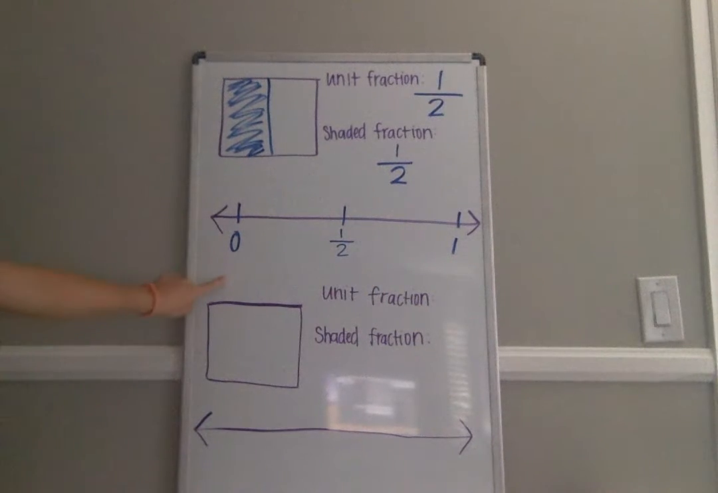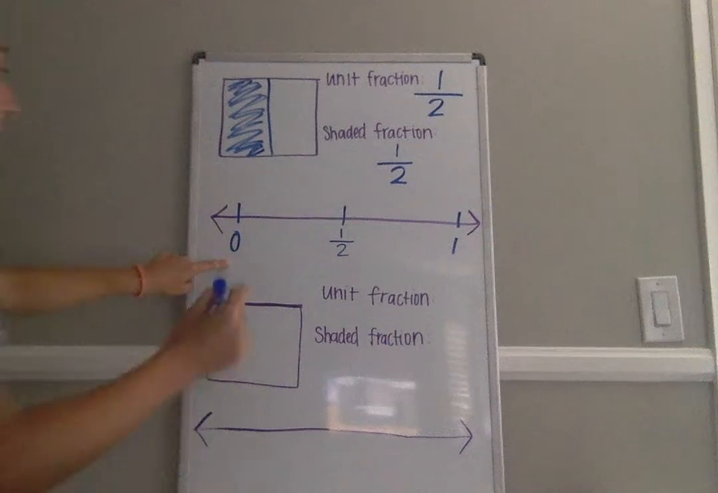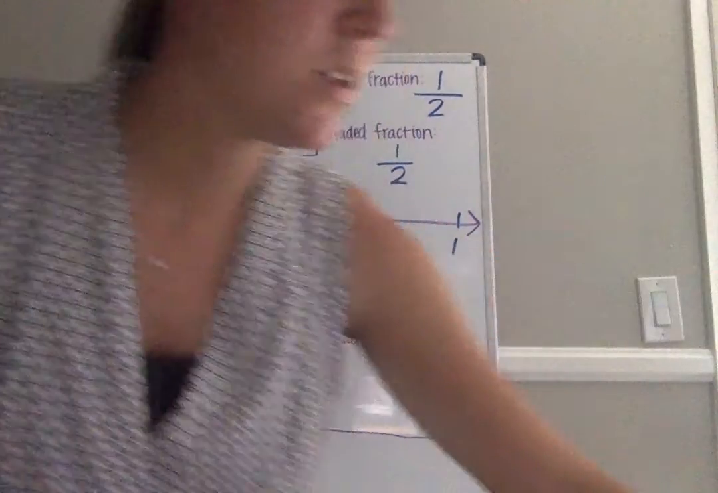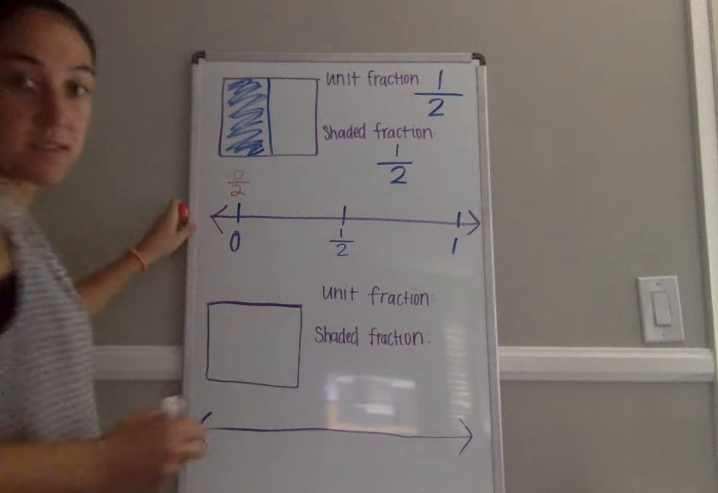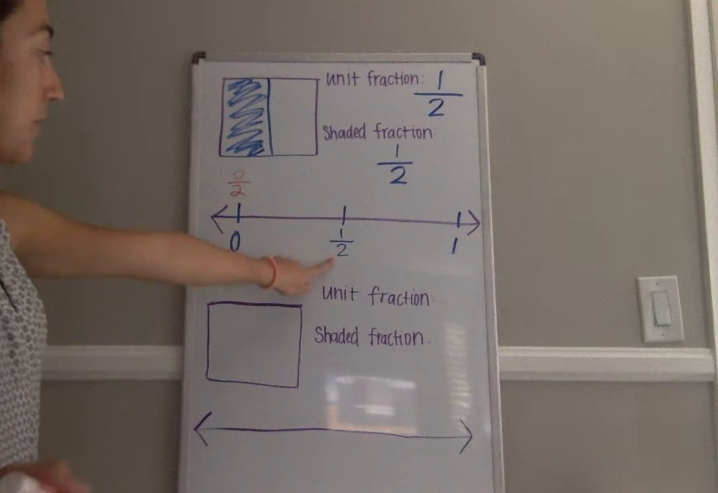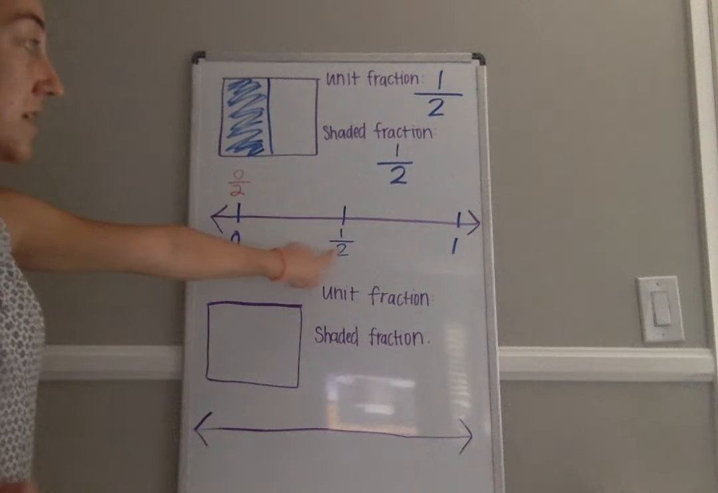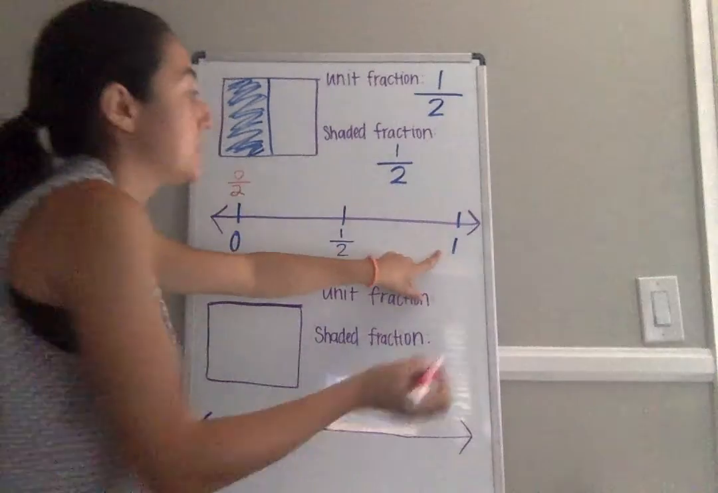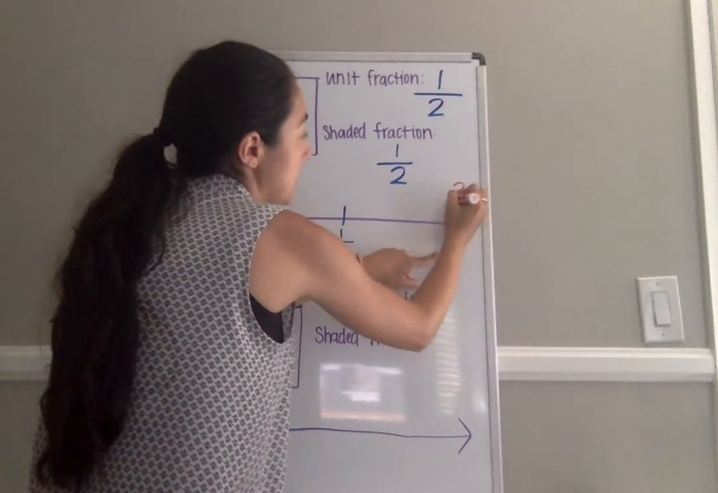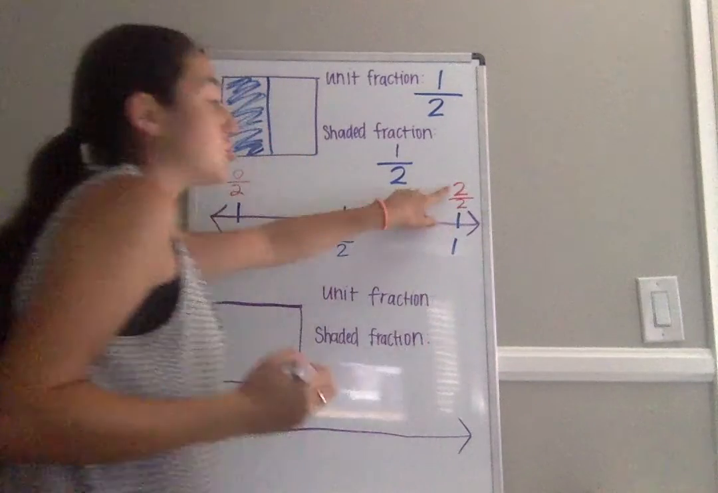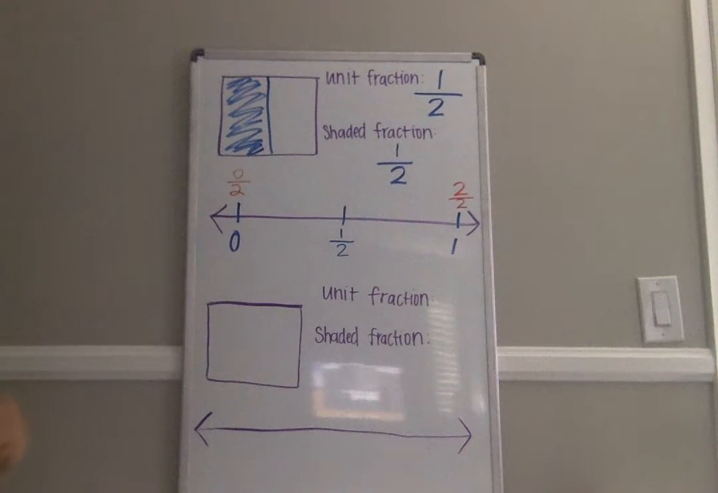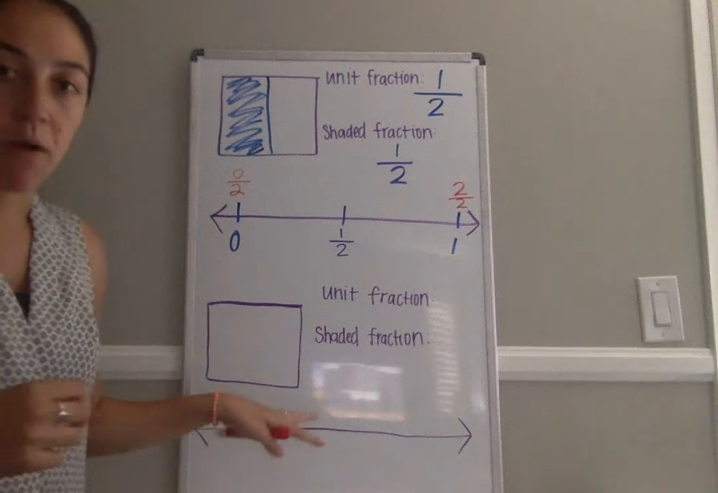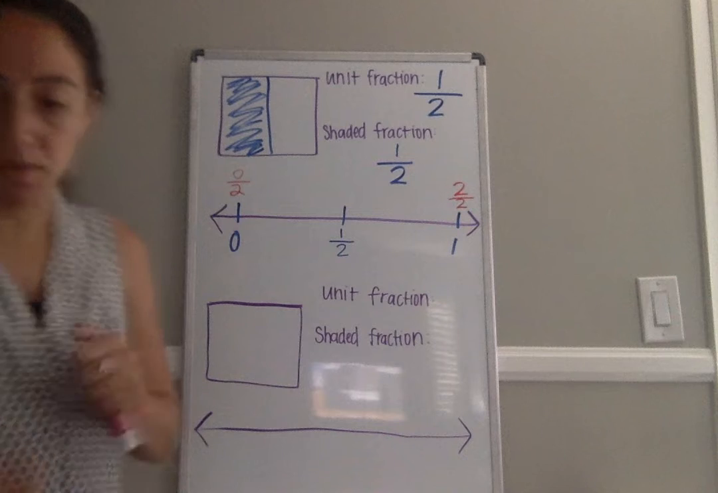So this piece right here, or this 0, technically represents 0 out of 2 pieces. Then this would represent 1 out of 2 pieces, and 1 represents 2 pieces out of 2 pieces, because 2 halves make 1. Now I'm going to do the same exact thing for this bottom shape, however I'm going to break it apart into many more pieces.